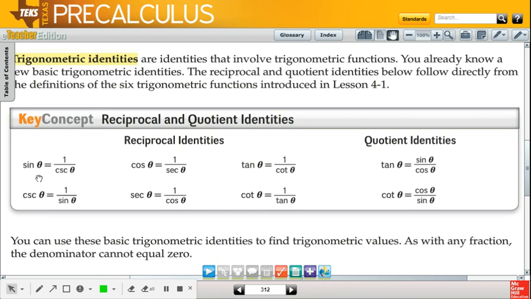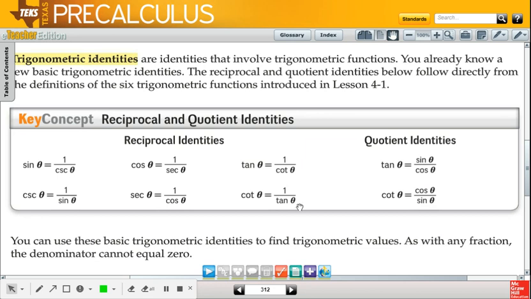So when I'm talking about reciprocal identities, if I ask you what is the reciprocal identity for sine theta, you would say 1 over cosecant theta. For cosine theta is equal to 1 over secant theta. Tangent theta is 1 over cotangent theta. Cosecant theta is 1 over sine theta. Secant theta is 1 over cosine theta. And cotangent theta is equal to 1 over tangent theta.